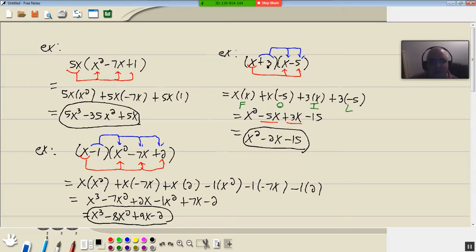Now, FOIL works very well if you've got 2 terms times 2 terms. You cannot FOIL this one, because this is 1 term times 3 terms. You cannot multiply this one using FOIL, because this is 2 terms and 3 terms. A lot of people get confused on when to use FOIL, and it's always when it's 2 terms times 2 terms.